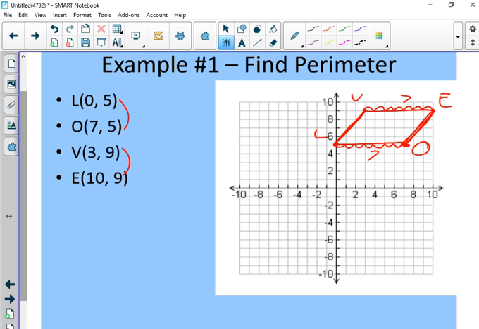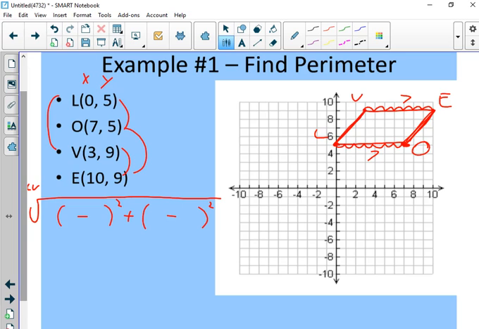So we're going to do L to B and O to E. We start off by writing a big old square root. And I like to do a note to remind myself which two points I'm doing. I like to do a skeleton, and then fill in the numbers. And if it helps, you can put your x and y to remind yourself.